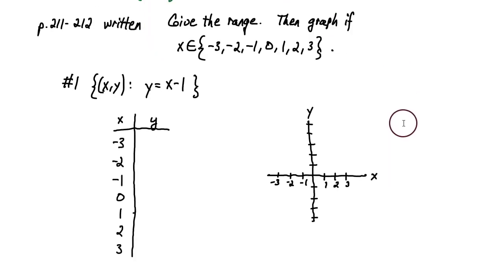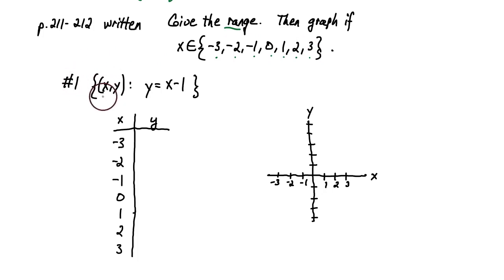For the written, we're asked to figure out the range if we use this as the domain. So we're not going to use every number for x. Instead, we're going to use these 7 numbers as our values of x, called the domain. Once we know what the range is, then we can make our graph.